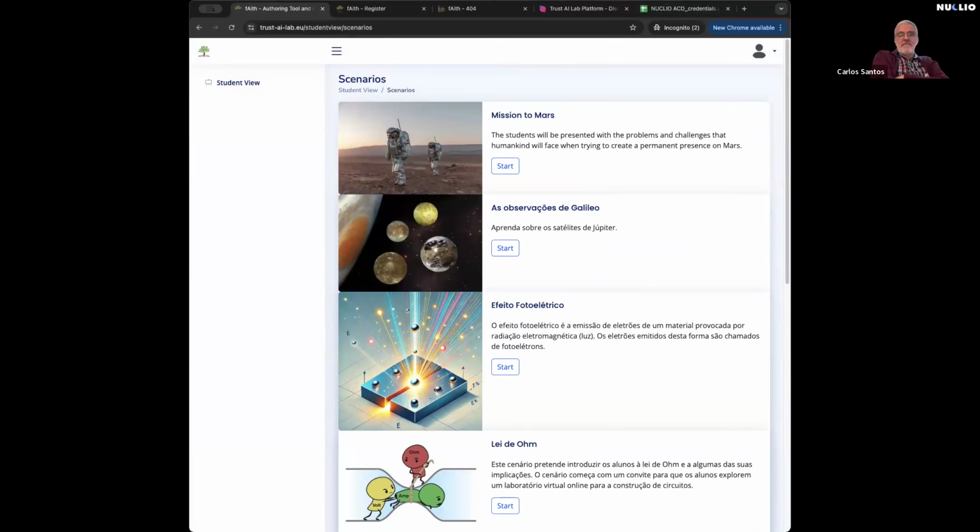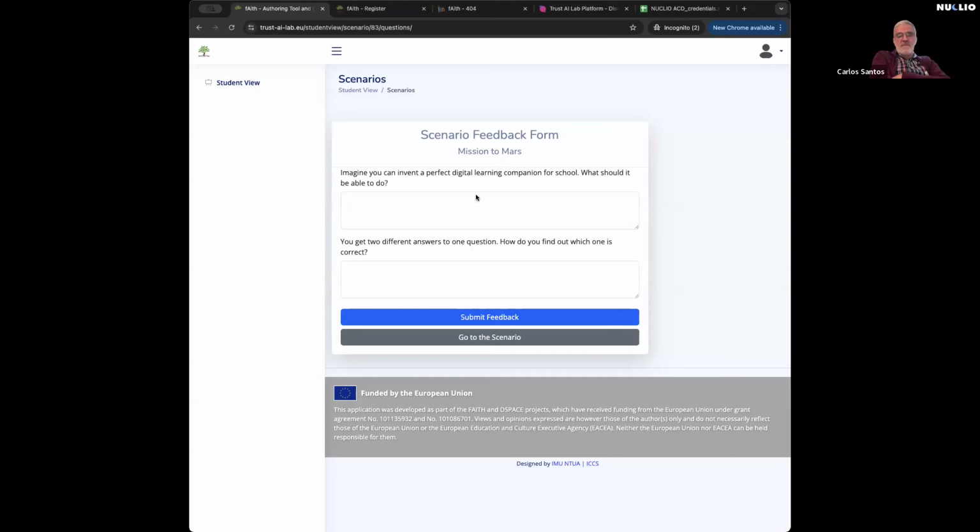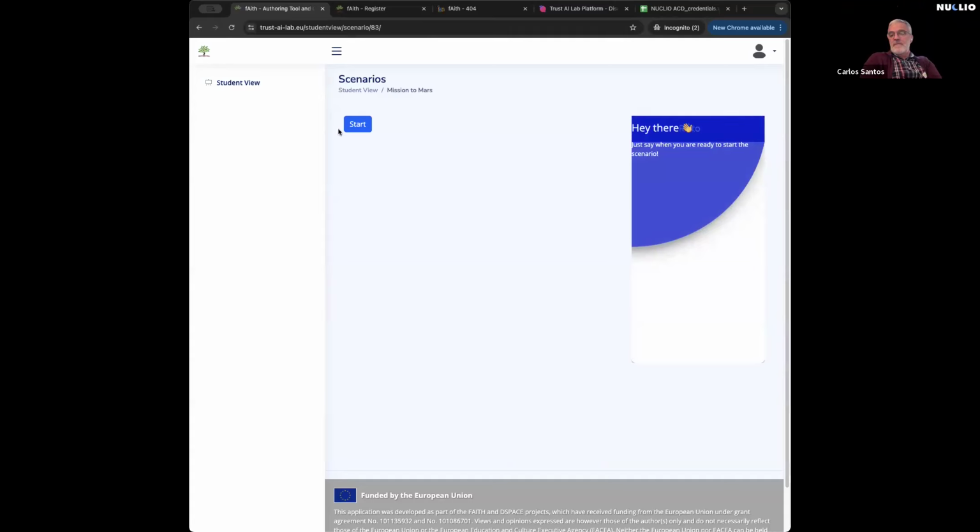So this is a very quick demonstration of how to create a teacher account. Remember, you need an access code, and then how to create a student group so that you can give accounts to the students to implement the scenarios. This is showing the first time a student tries a scenario: you have 2 questions that the students have to answer so that we have some feedback afterwards for the project. But I can go to the scenario and then I can just start. And here I am.